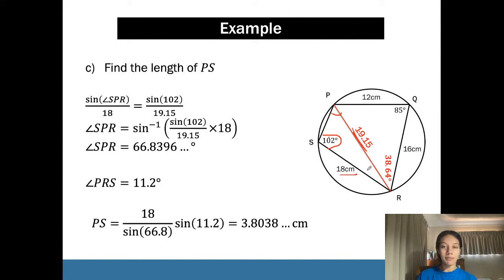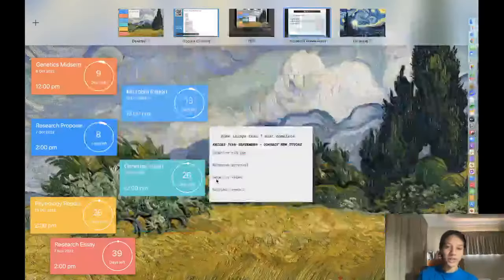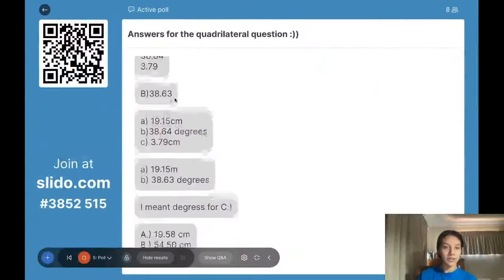So then to find PS, which is opposite that angle there, we can again use our sine rule, substitute in our values, and we end up with 3.8 centimeters, which again seems like the majority of you guys got.